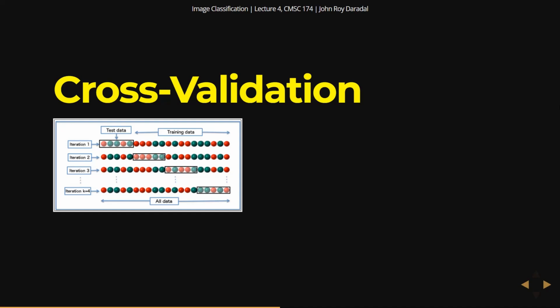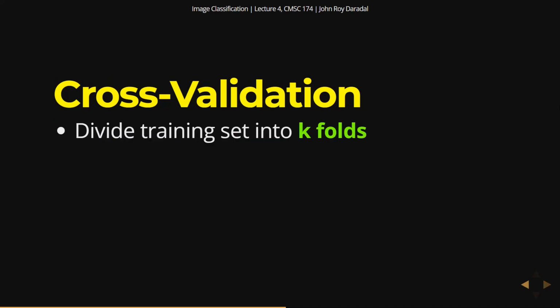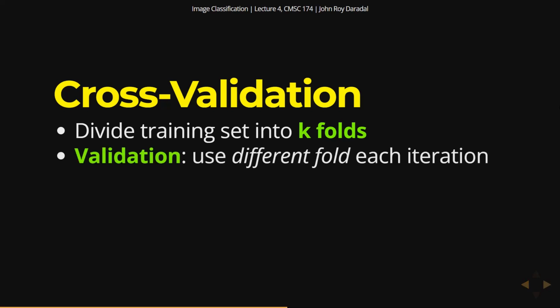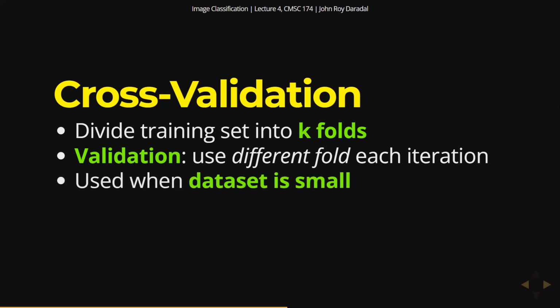Now sometimes we also do something called cross validation. What we do in cross validation is divide the training set into k folds or k partitions, and during validation you use a different fold, or a different partition, for the validation set. Then in the next iteration you use another fold for the validation set. You usually do this when the data set is small.